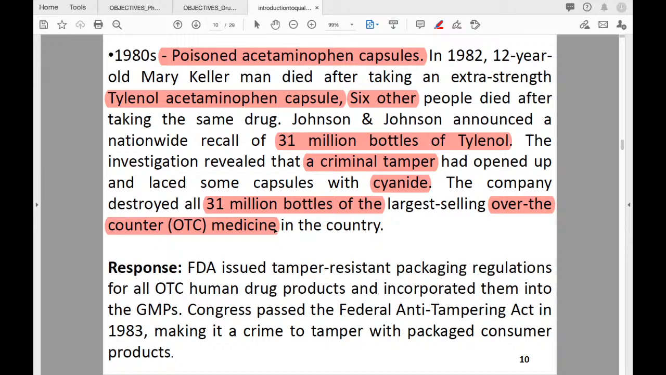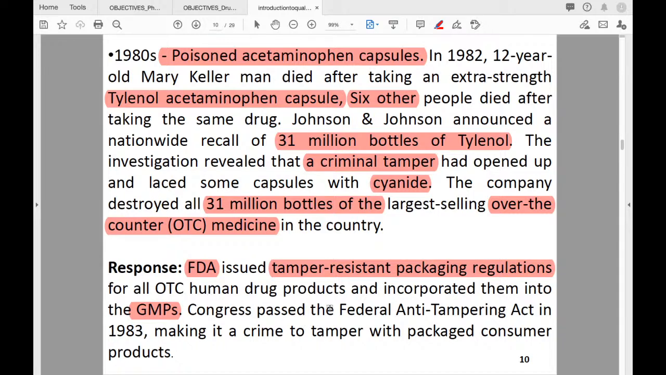So the FDA issued tamper resistant packaging regulations for all OTC human drug products and incorporated them into the GMP. The Food and Drug Administration brought one new law. They said that tamper resistant packaging has to be there, so no capsule should be openable. There should be some way that no one can open them and tamper with them, and they brought that rule into the GMP, so all the over-the-counter medicines that are highly used in the market could be used.